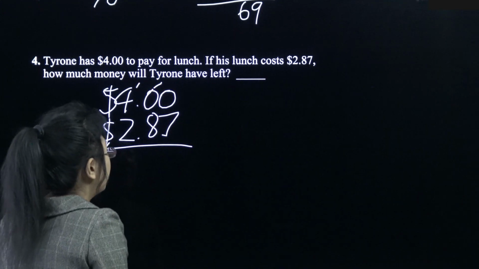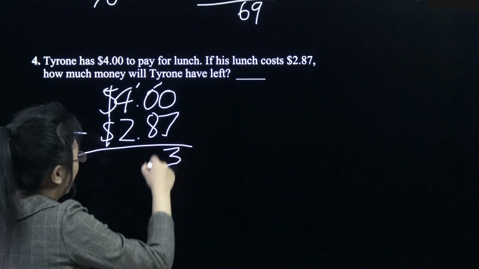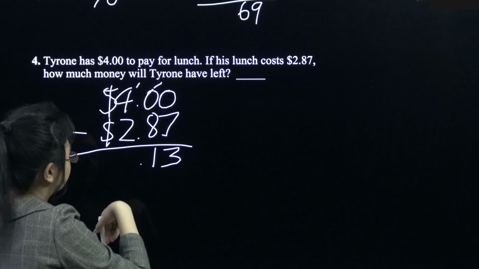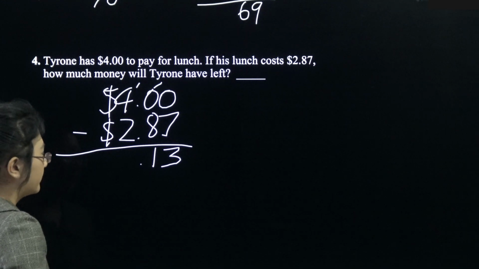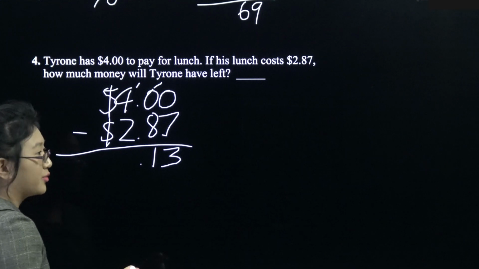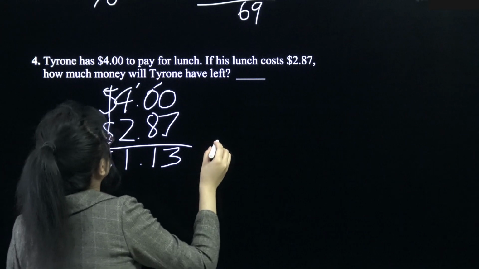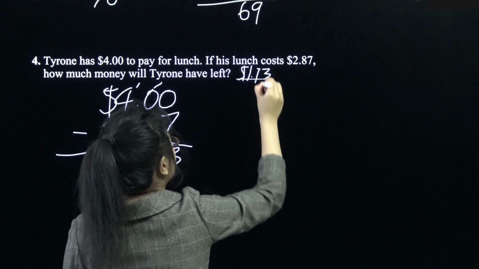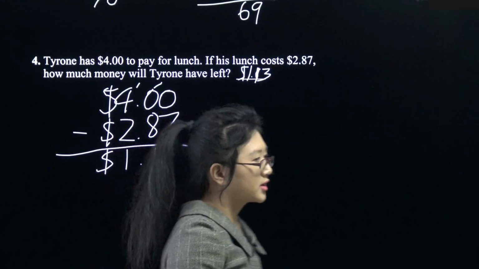Double regroup. 10 minus 7 equals 3. 9 minus 8 equals 1. And since we, well, took some off of 4, well, what did we take off? 1. So that'd be 4 minus 1 minus 2 equals 1. Tyrone will have $1 and, okay, yeah, let's make that not look like a 7. 13 cents left.